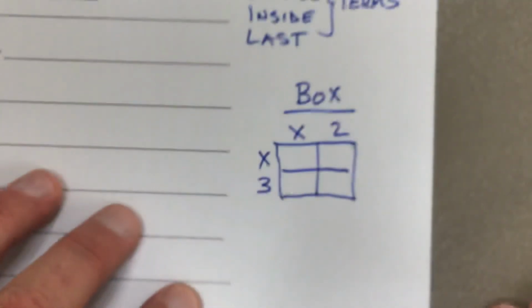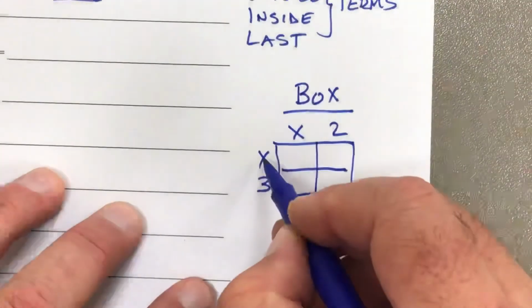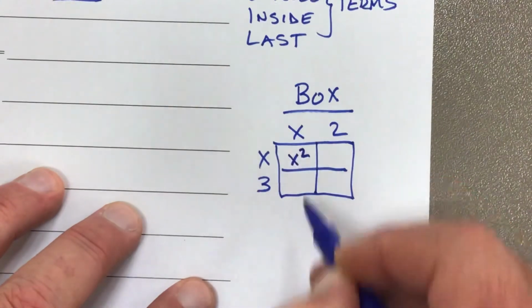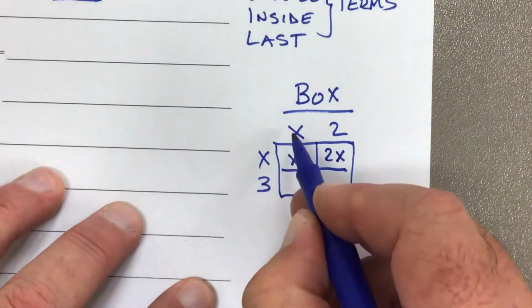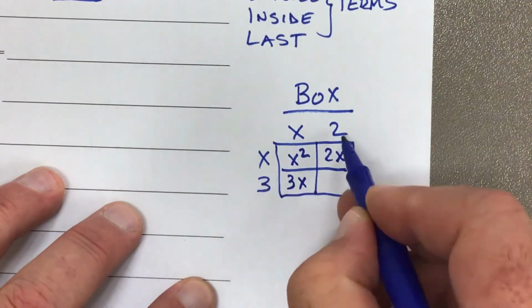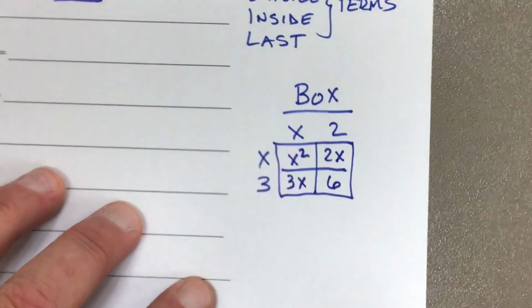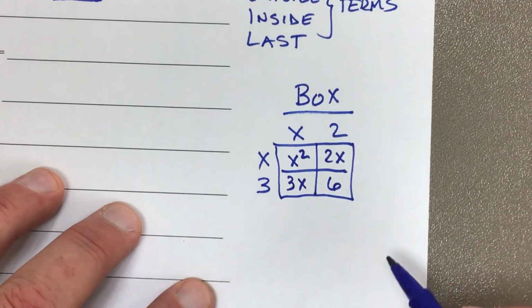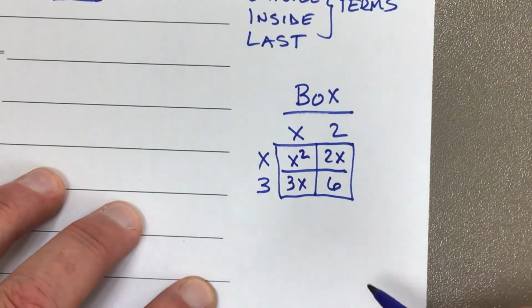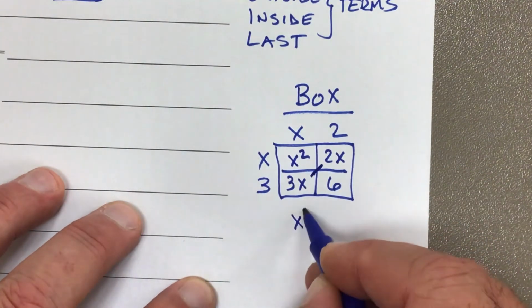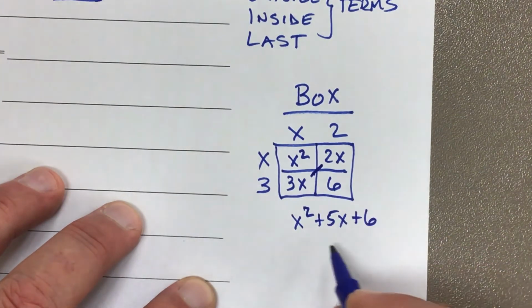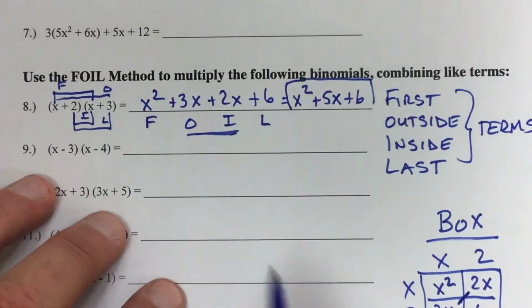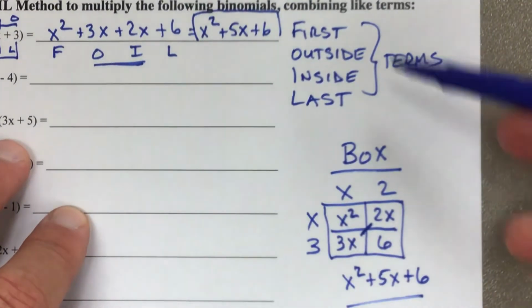And now I just simply multiply, right? So x times x is x squared. x times 2 is 2x. 3 times x is 3x. And 3 times 2 is 6. So now what we look at is that we look at diagonally, we can combine these two terms. So we would always put the x squared first. 3x plus 2x is 5x. And then we put the constant last. So this is the same as this up here. Look at that. Same way.